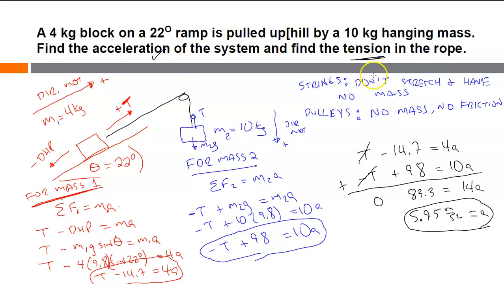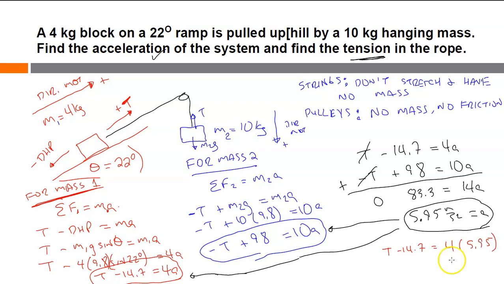In order to get the tension, that's pretty easy, because now that I know the acceleration, I could plug it into the blue equation or the red equation. It makes no difference. You'll get the same answer either time. Me personally, I don't like that negative sign in front of the T, and if I choose the red equation, I don't have to deal with changing the sign at the end. So I'd probably go T minus 14.7 equals 4 times A, which was 5.95.